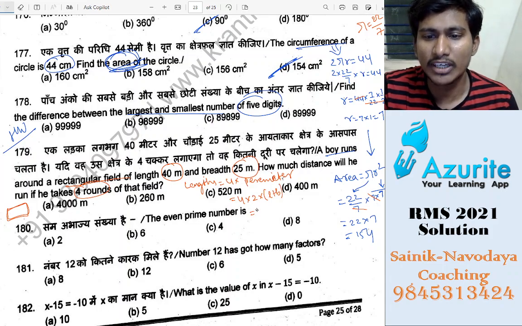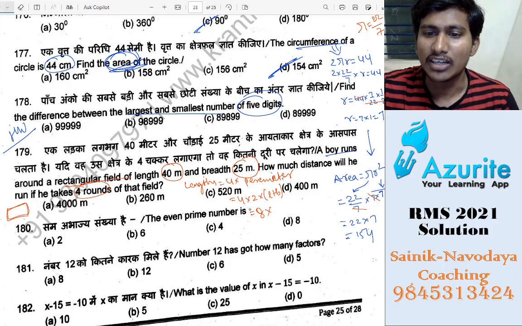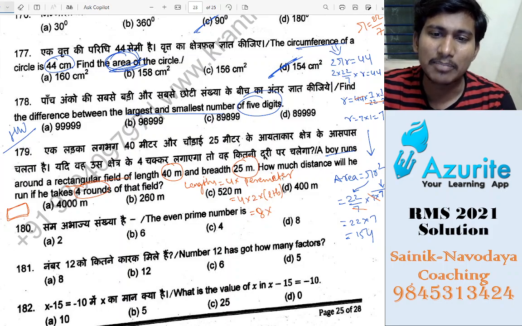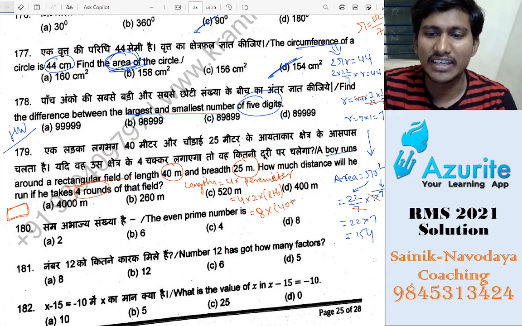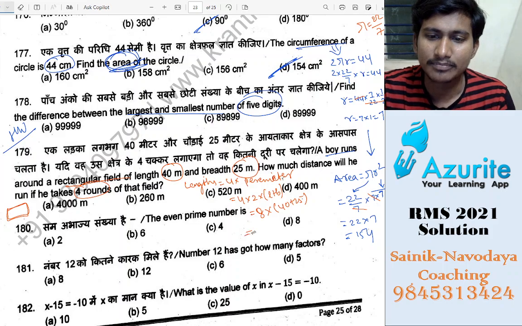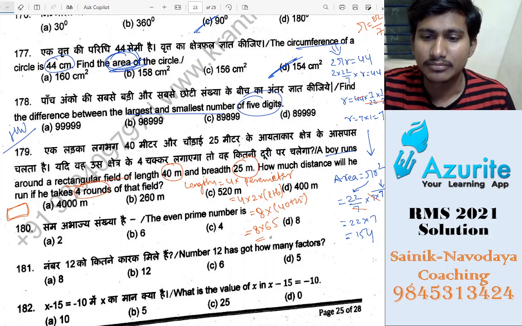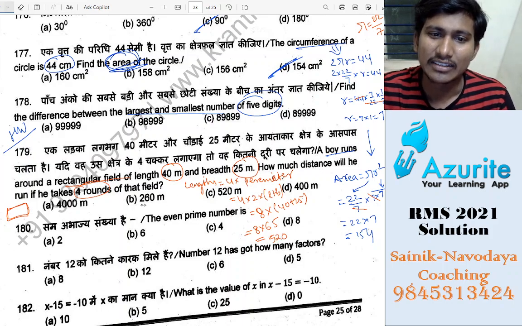So here 4 into 2 is 8. Length plus breadth means 40 plus 25. Length is 40, breadth is 25. So 40 plus 25 is 65. So 8 into 65 will be how much? 8 5s are 40, carry 4. 8 6s are 48, plus 4 is 52. So 520 is the answer.